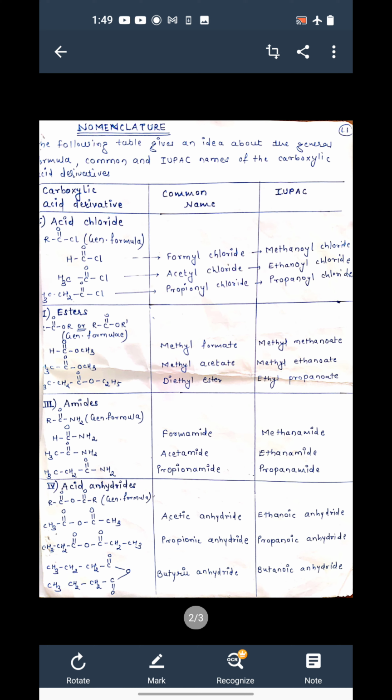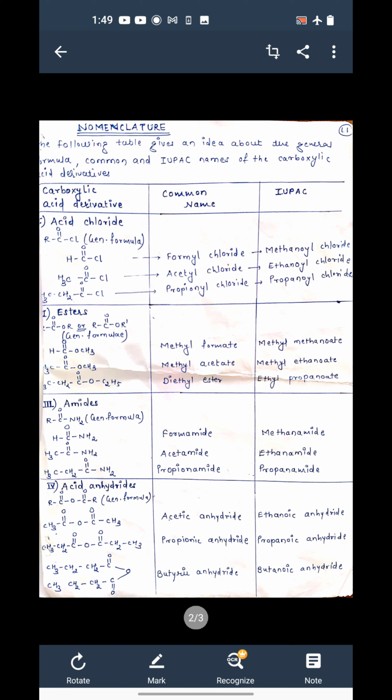Now what about the IUPAC name? Whenever we write the IUPAC name, we always consider the alkane, the number of carbon atoms. So in the first case, how many carbon atoms are there? Yes, 2 carbon atoms, because originally the compound is obtained from CH3COOH, which means the initial compound is acetic acid. In acetic acid only 2 carbons are there, and the 2 carbon hydrocarbon is ethane, so we cut that E and add oic anhydride, so it becomes ethanoic anhydride. We see only one moiety. In the second case, it is propanoic, and in the third case, it is butanoic.